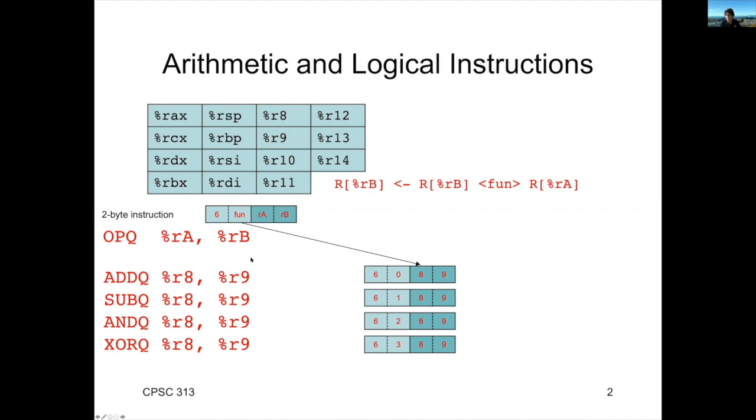Now, how do we encode them? All the ALU operations are going to have an opcode of 6, and then they're going to have a specific value to correspond to the function. So for example, our add instruction is function 0. Subtract is function 1, and is function 2, and XOR is function 3.